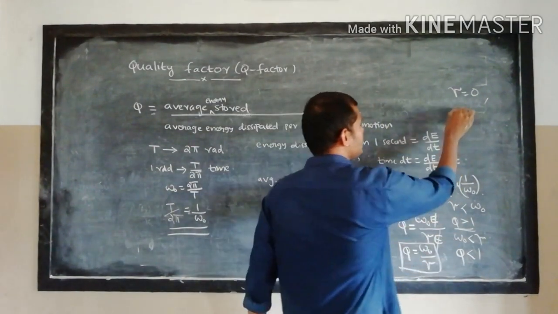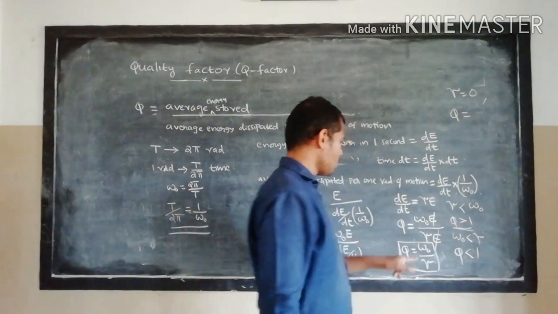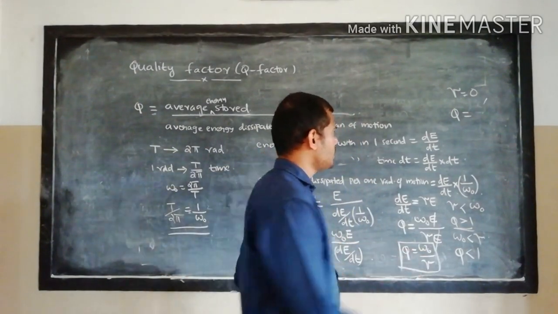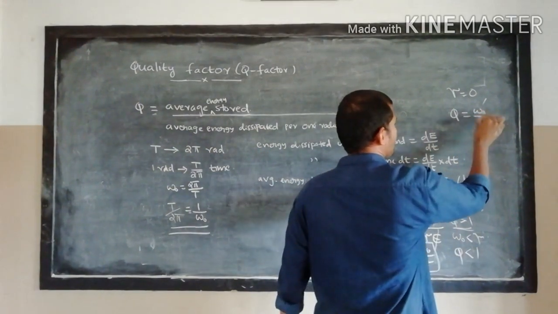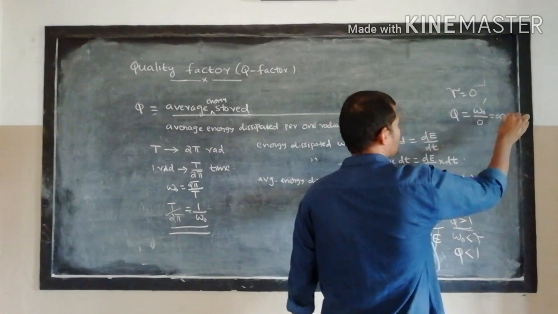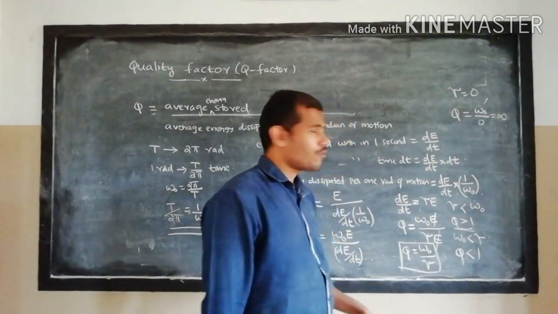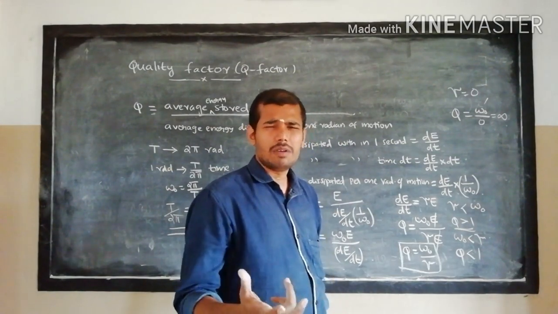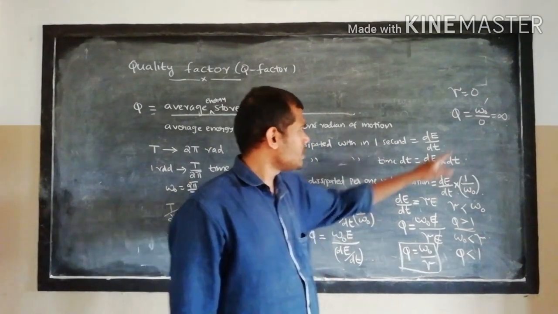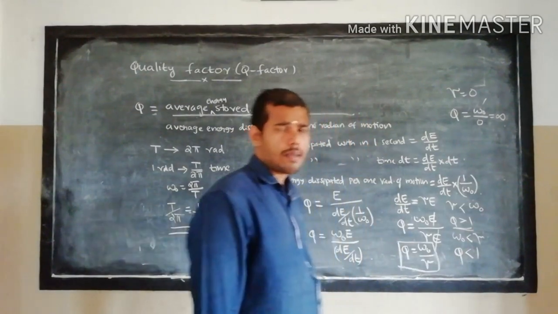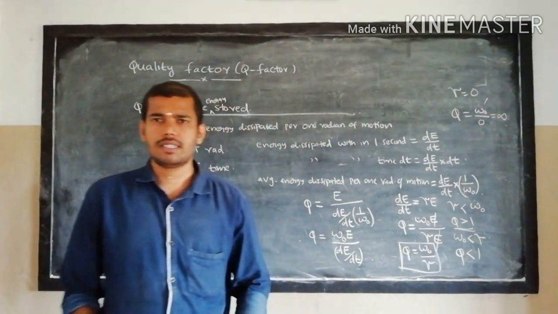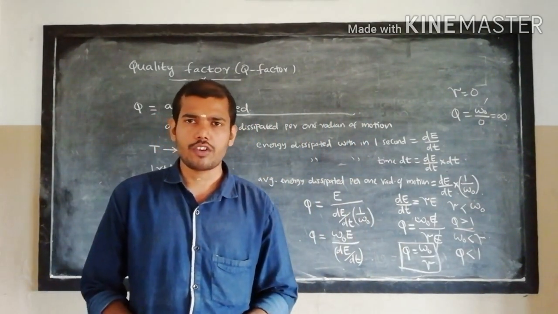Therefore, Q is equal to omega zero by gamma, which is equal to infinity. The quality factor will be infinity. Therefore, damping is negligible; damping is nearly zero. That case is zero damping. Okay, that's all about the quality factor.